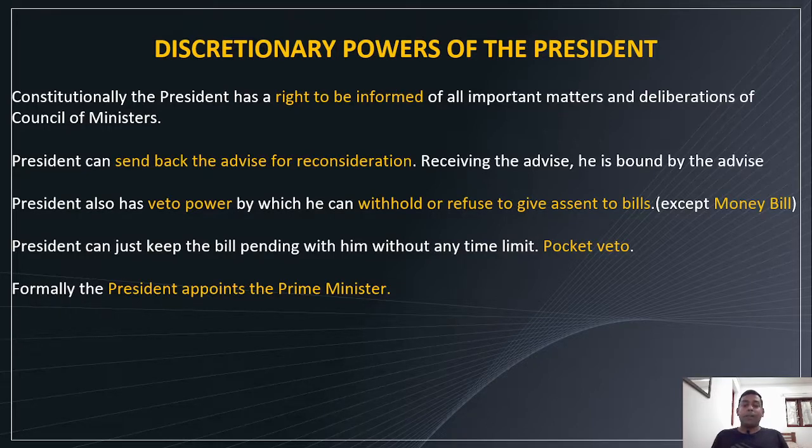Then formally the president appoints a prime minister. So these are some of the discretionary powers of the president: the right to be informed, bills can be sent back for reconsideration, then veto power. Then the president appoints a prime minister.